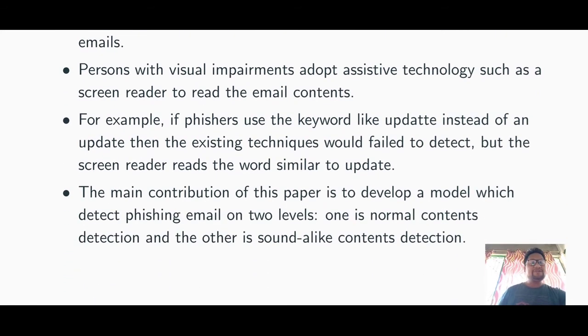So the main contribution of this paper is to develop a model which detects phishing emails on two levels. One is normal content detection and the other is sound alike content detection. Normal content detection means the existing traditional model we are using, and one more filter we have to add to the existing model is called sound alike content detection.